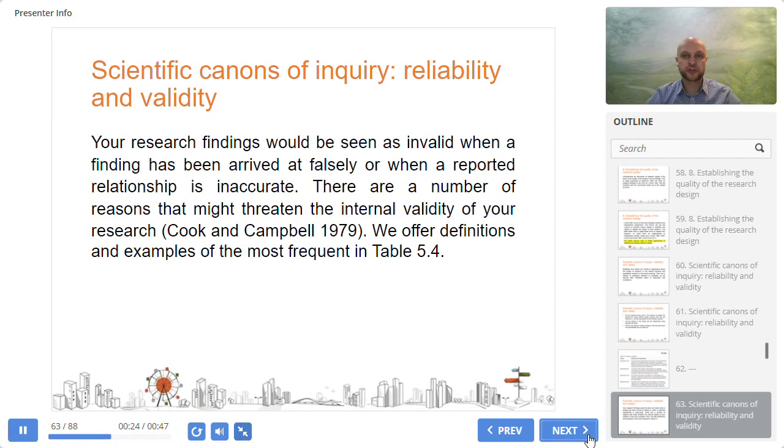Research that produces invalid results and conclusions will also affect its reliability, since it will be highly unlikely for a study to find the same false results and statistical relationships. On the next slide, Table 5.4 will show some examples. Please take your time to read it carefully.